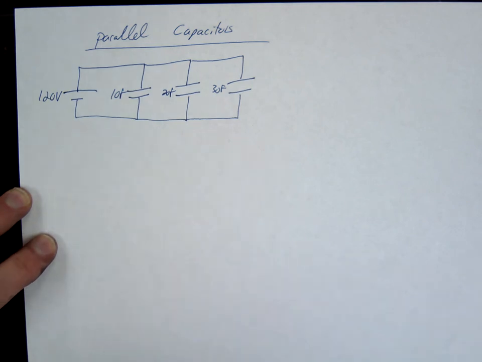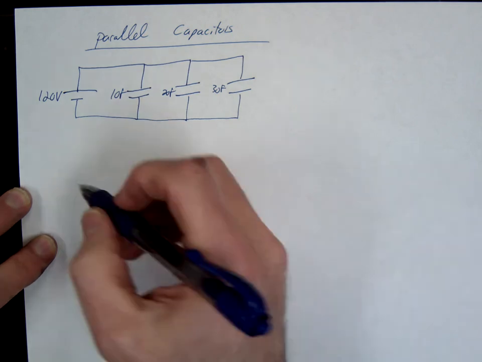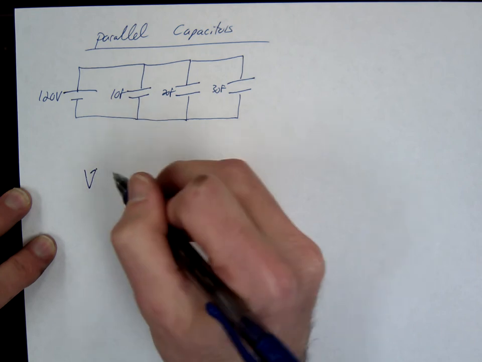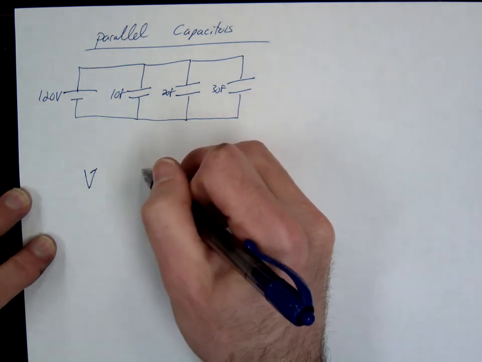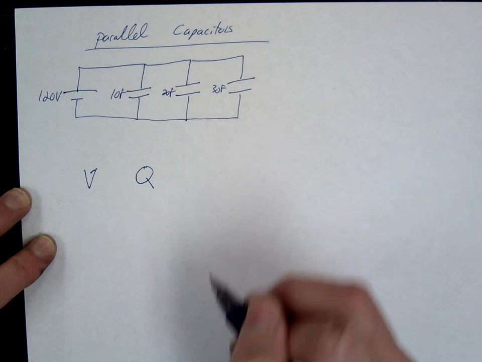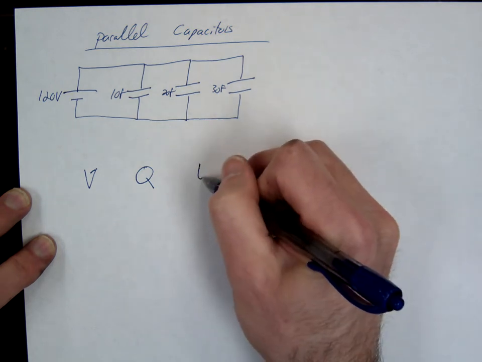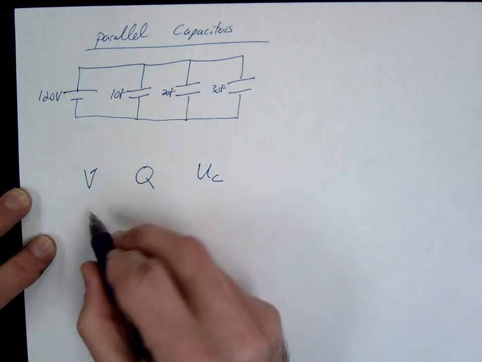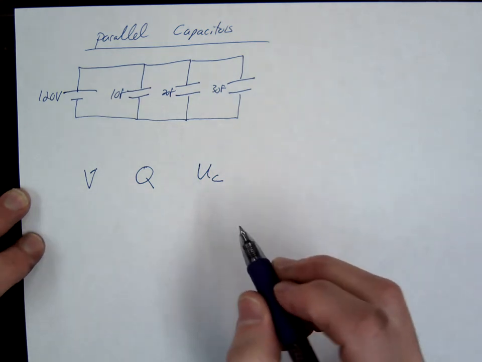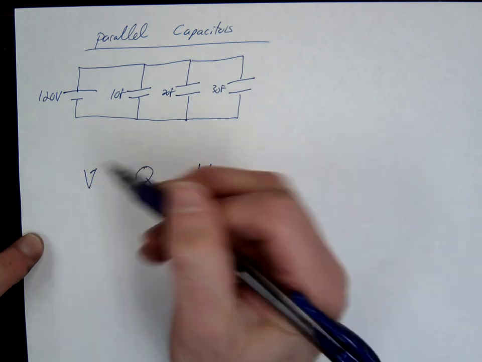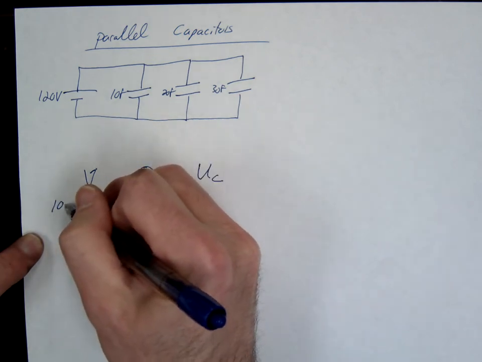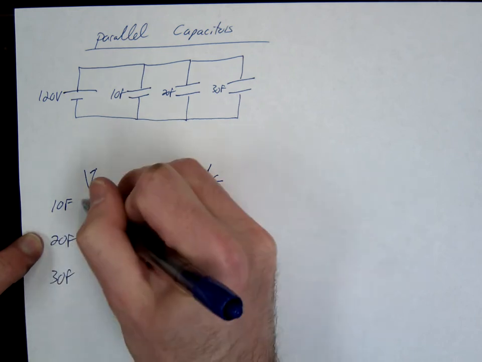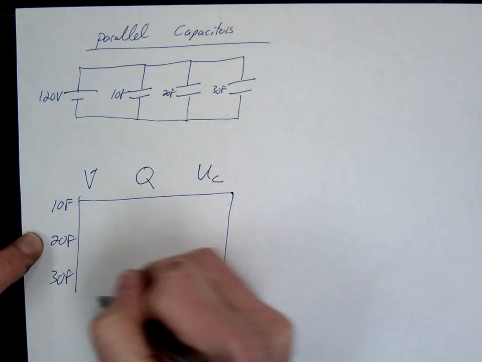Alright, and so when I ask you to solve this circuit, what I would ask you to do is to find the voltage across each capacitor, the charge stored on each capacitor, and the energy stored on each capacitor. So V, Q, U, that's what I would be asking you to find here. So this is 10, 20, 30. This is the little table I'd ask you to set up.